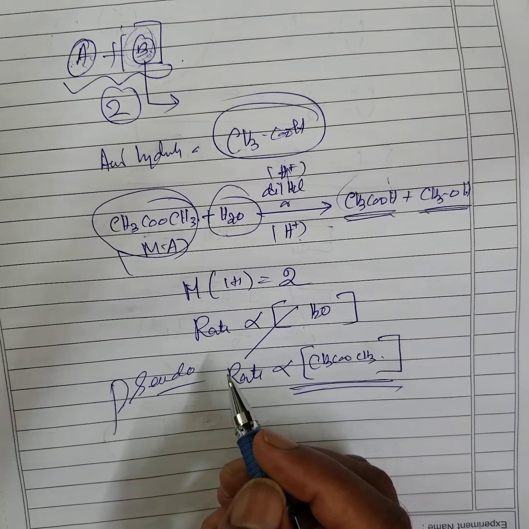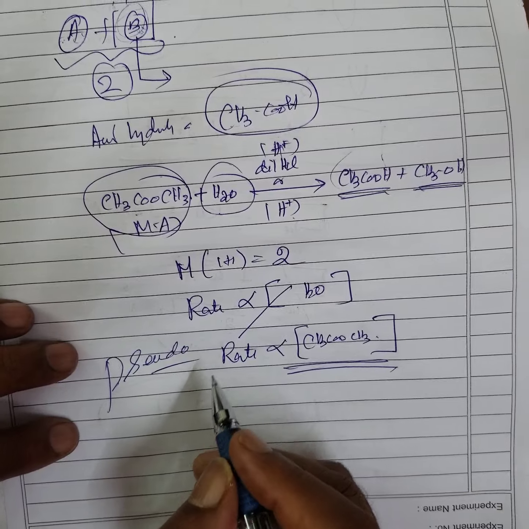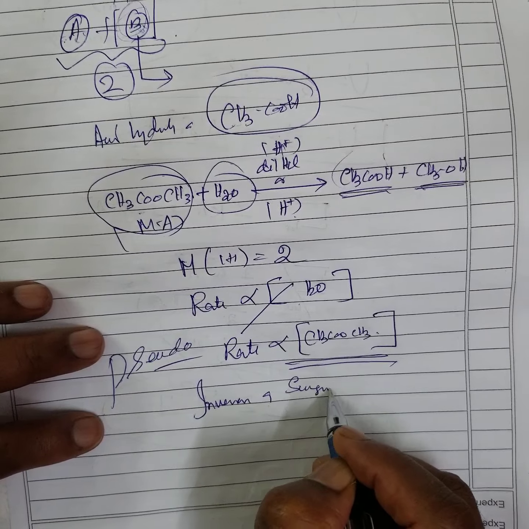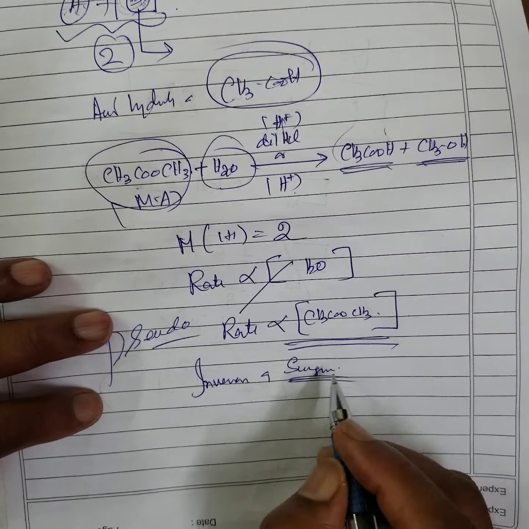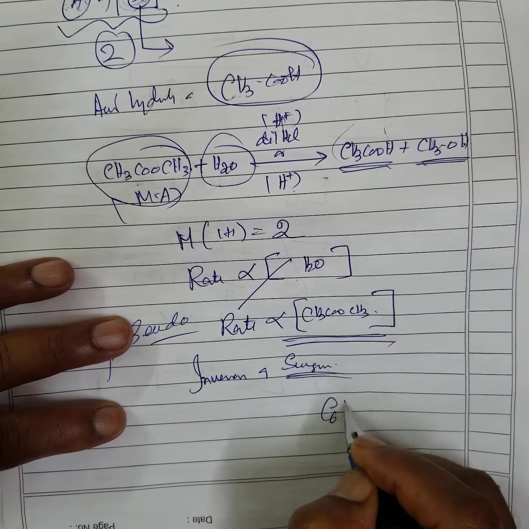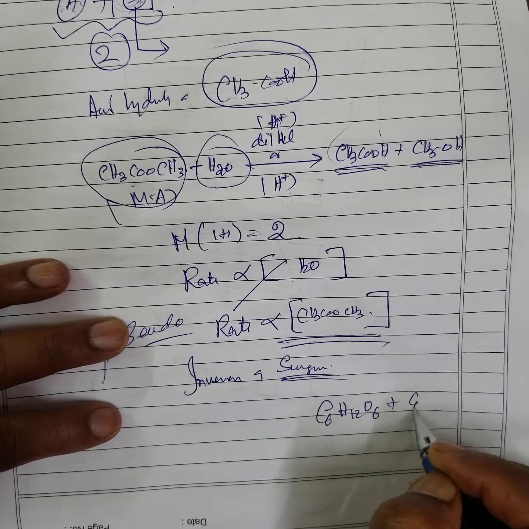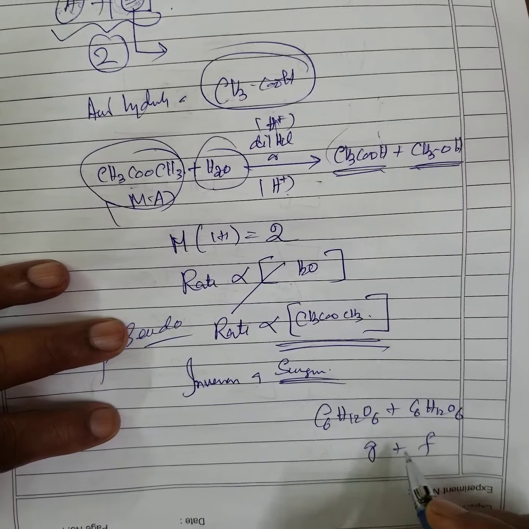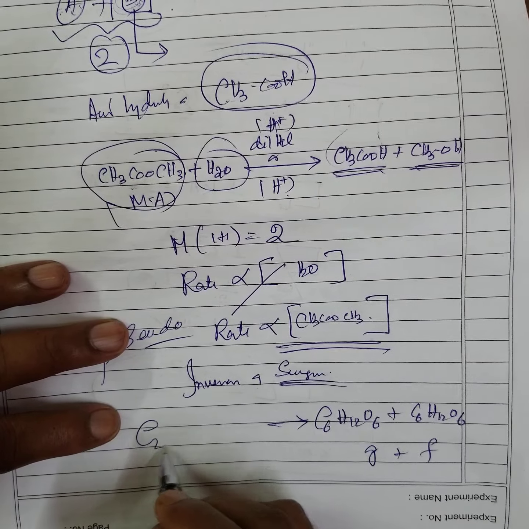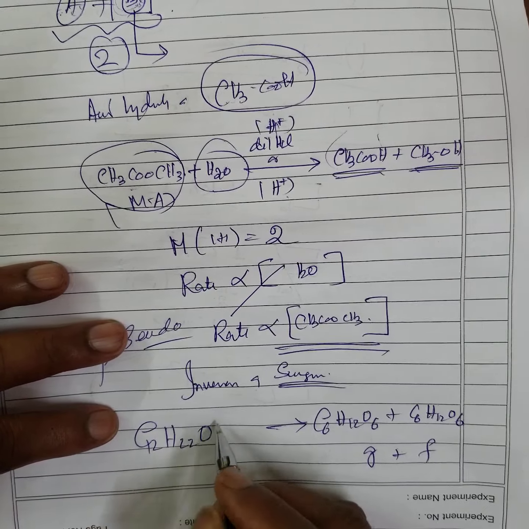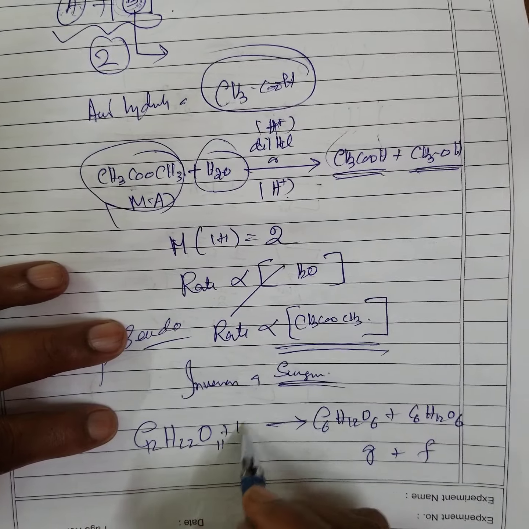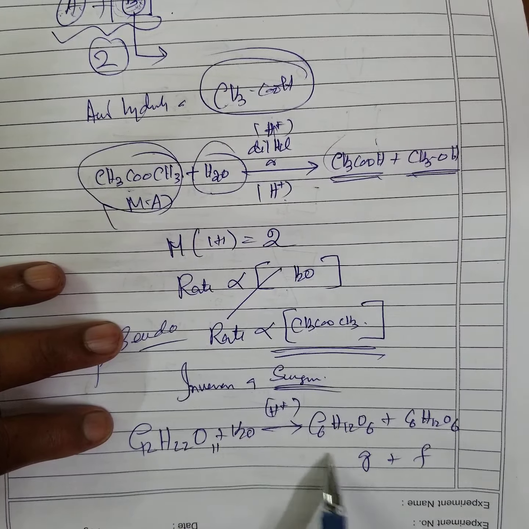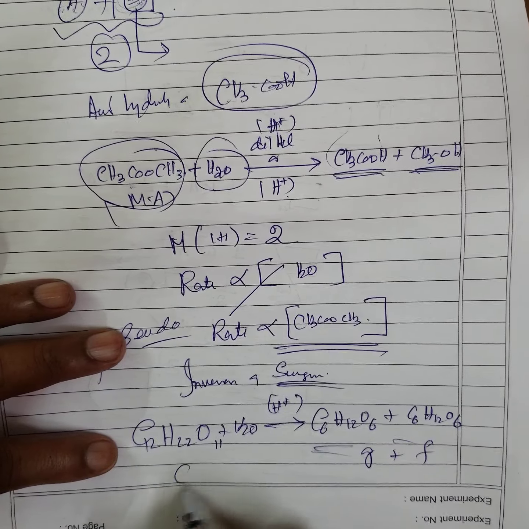And another standard reaction which you have studied in PU, what is that? Inversion of cane sugar, right? Cane sugar, C12H22O11, plus one water molecule you add. In presence of acid medium, what will you get? Glucose, C6H12O6, and fructose, C6H12O6.